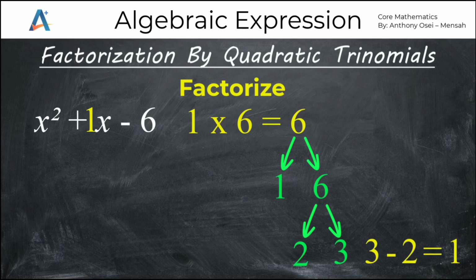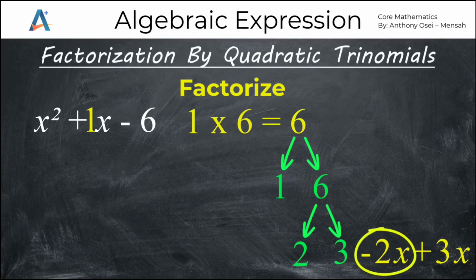Now, don't forget that I always recommend you check the variable against the middle term, which is x. Then you do the same thing. You just attach the variables to these 2 numbers. So we have 2x and 3x. Now, in the 4th step, we'll go and substitute minus 2x plus 3x for x. So let's do the substitution.